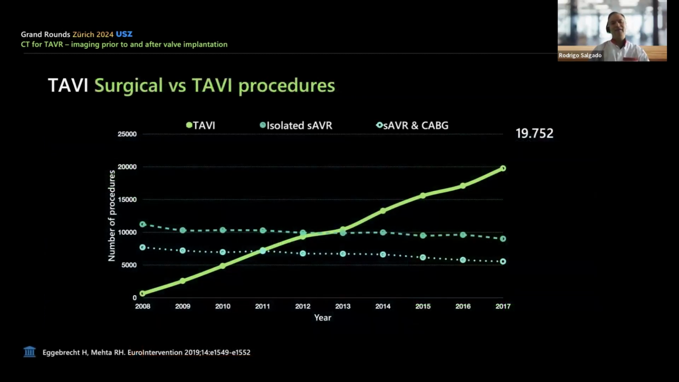And has TAVI been successful? Yes, it has been quite successful.